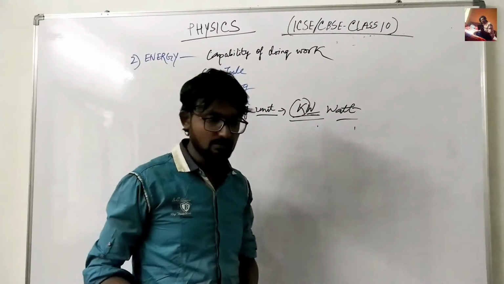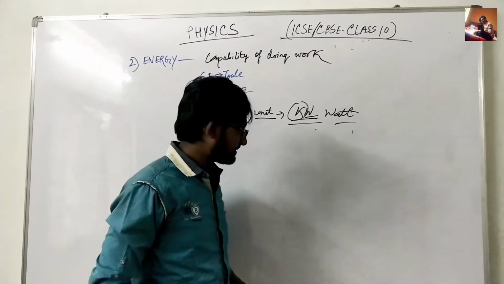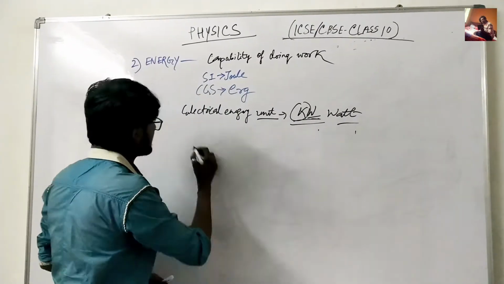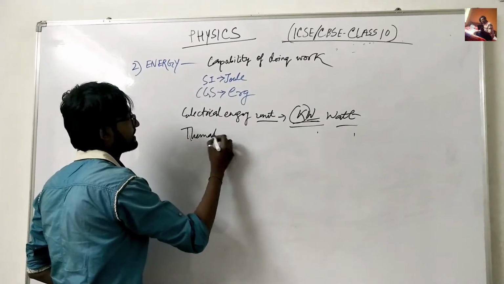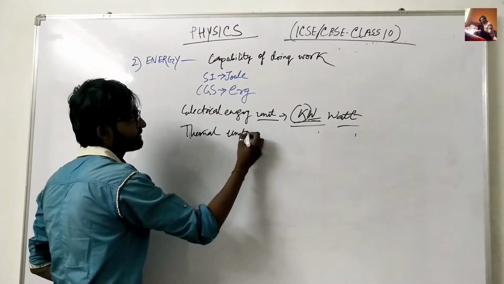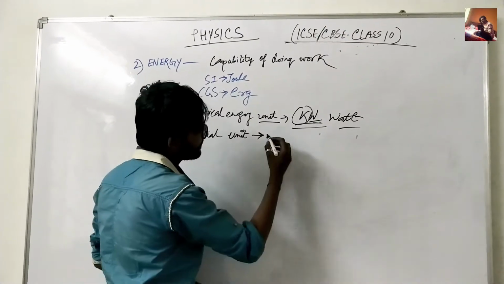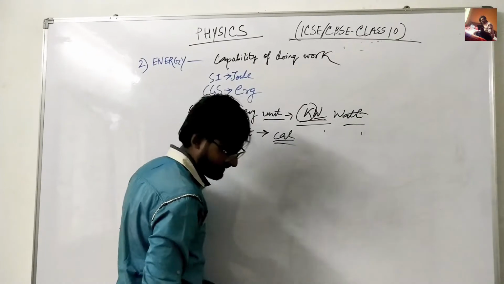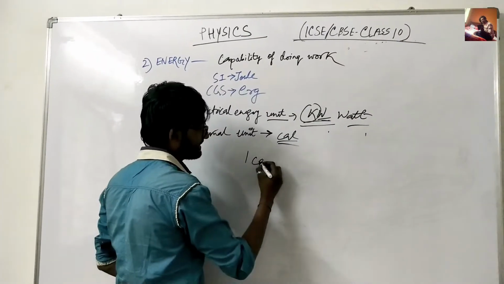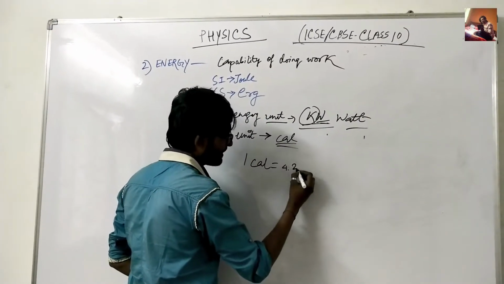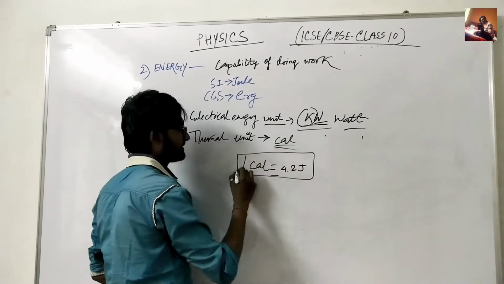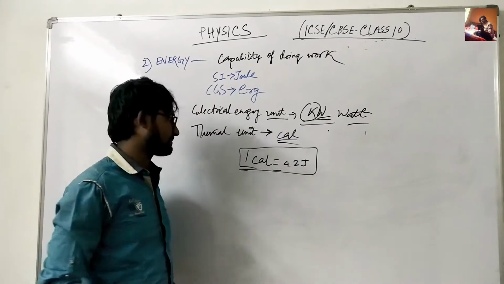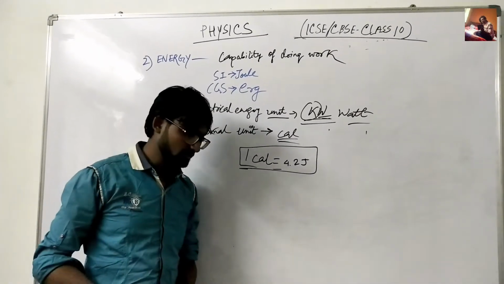I will come to you regarding this in the next section, but first I will continue with some other units. One other is the thermal unit, regarding heat and energy. The thermal unit is the calorie. Remember one thing: one calorie is equal to 4.2 joule. Remember this relation, because it may come in handy while solving problems.